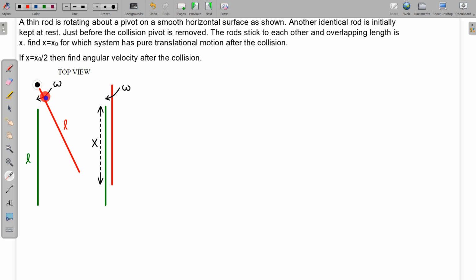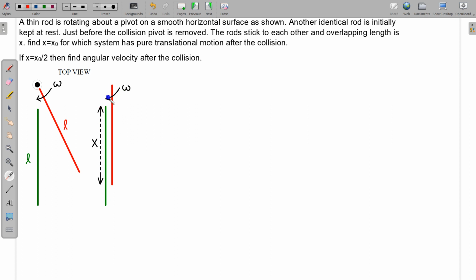At some angular position this is rotating with omega, and at this situation just before collision, it is also rotating with omega, since there is no torque on this rod. About the hinge there was no torque initially. After removal of the hinge also there is no torque acting on this rod, so it is again rotating with omega. Just before collision, this is the situation.